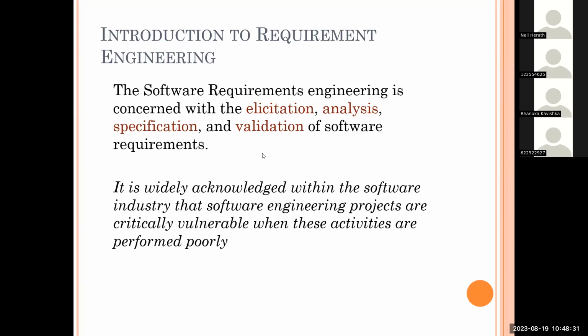So it is widely acknowledged within software industry that software engineering projects are critically vulnerable when these activities are performed poorly. These activities mean software requirement elicitation, analysis, specification, and validation. So let us go through each of them in the next slide.